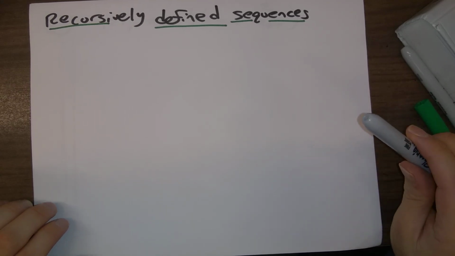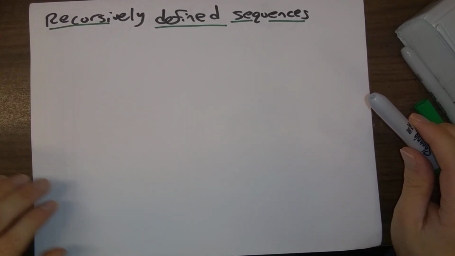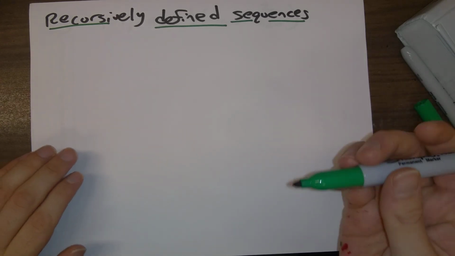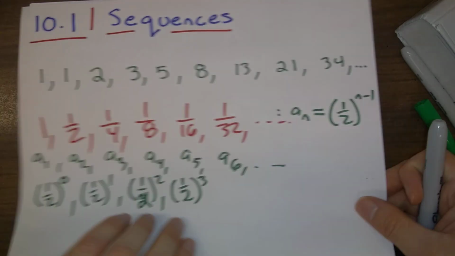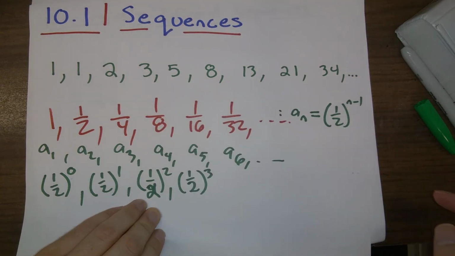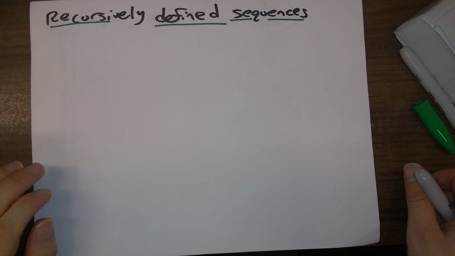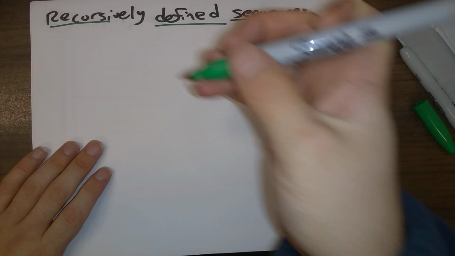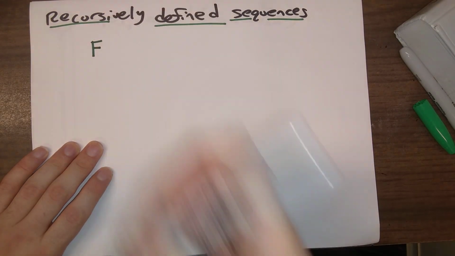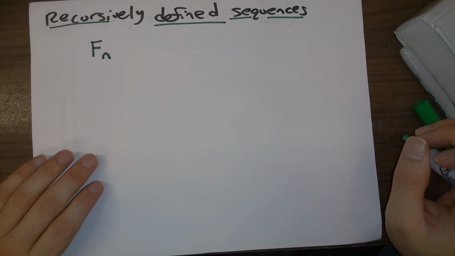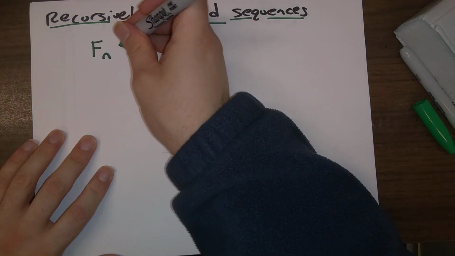An important family of sequences are the so-called recursively defined sequences. In fact, the Fibonacci numbers that I mentioned here are a very well-known example of a recursively defined sequence. I'm going to use a capital F sub n here for the Fibonacci numbers; we don't have to use a sub n.